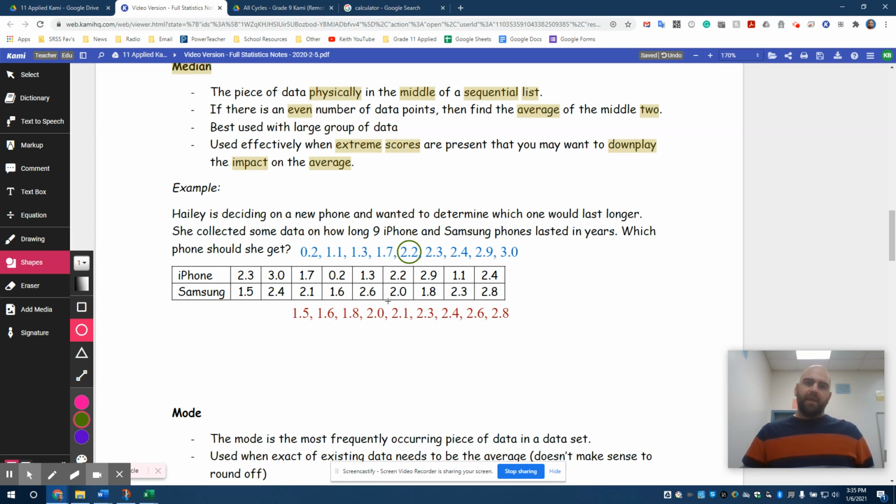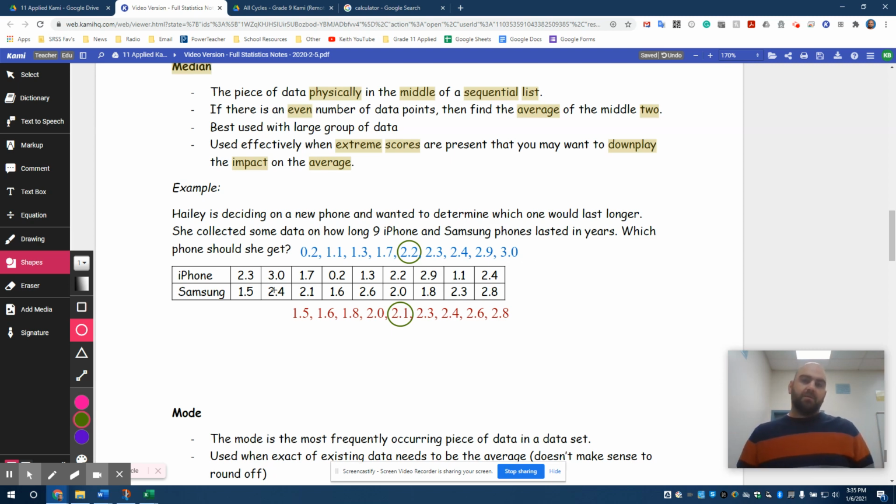For a Samsung, it's 2.1. That's our middle data point. So you'll notice here the iPhone actually has a higher middle data point than the Samsung. Whereas if we were to actually calculate the means of these, they would potentially be very different.